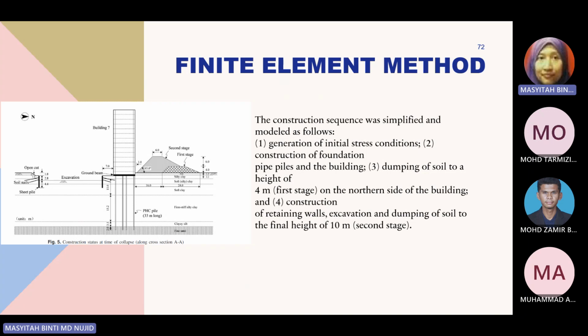The next sequence of the construction activity is to construct the foundations, pipe piles and the building. The next construction is dumping of soil to a height of 4 meters for the first stage on the northern side of the building. And the final stage of construction is to construct the retaining walls, excavation, and dumping of soil to the final height of 10 meters.